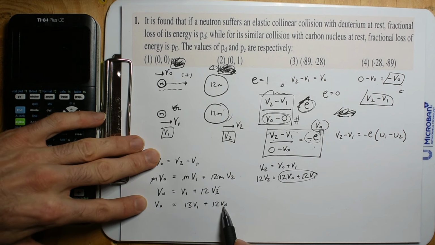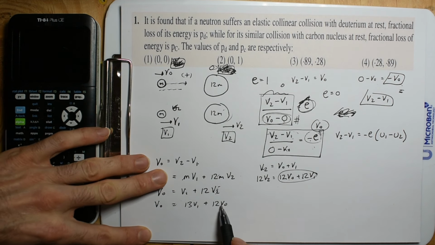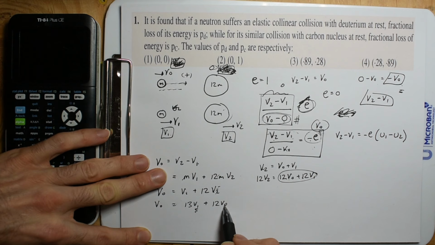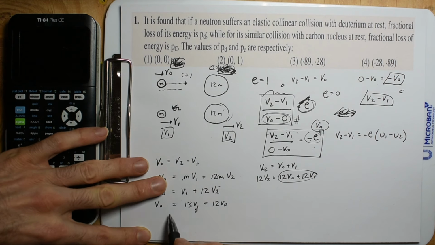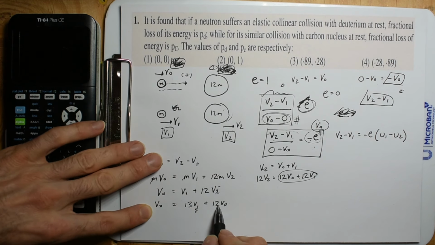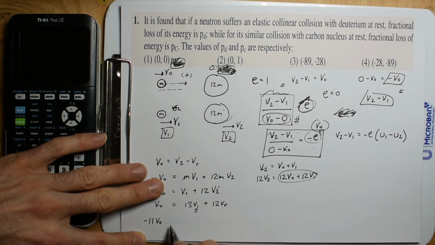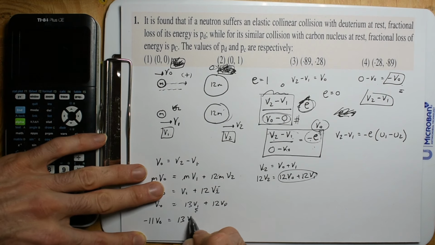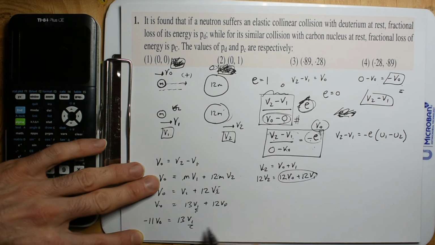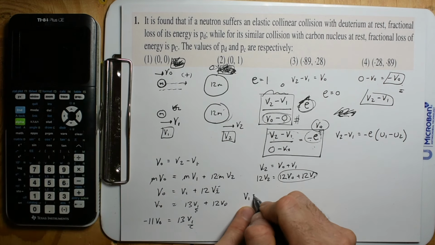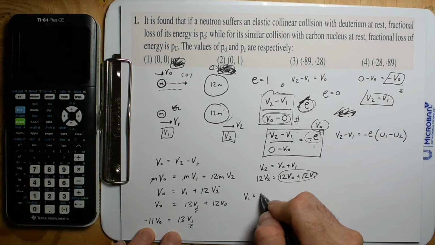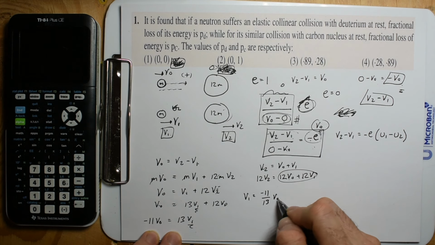What are we trying to solve for? Well, we're trying to solve for this v1 in terms of v naught. So let's get this over here. So we have 1 subtract 12. So we're going to have negative 11 v naught is equal to 13 v1. So let's solve for v1. And so we got v1 is equal to negative 11/13 v naught.